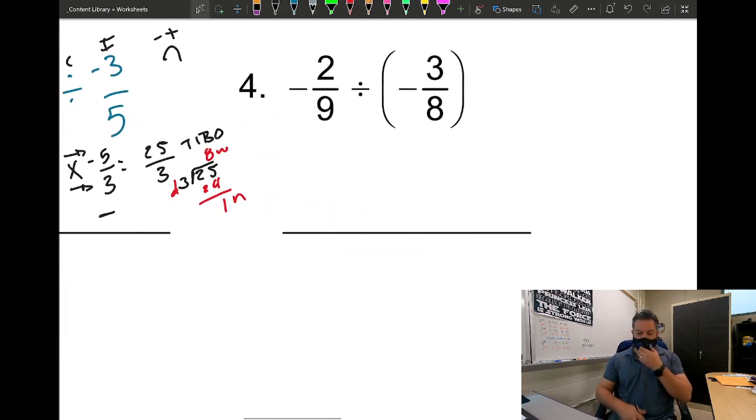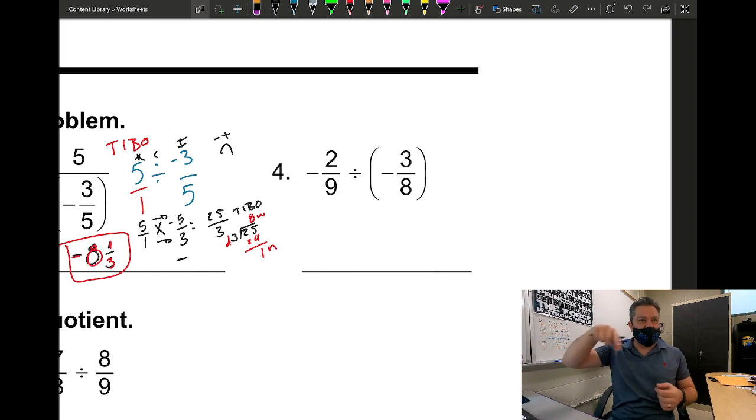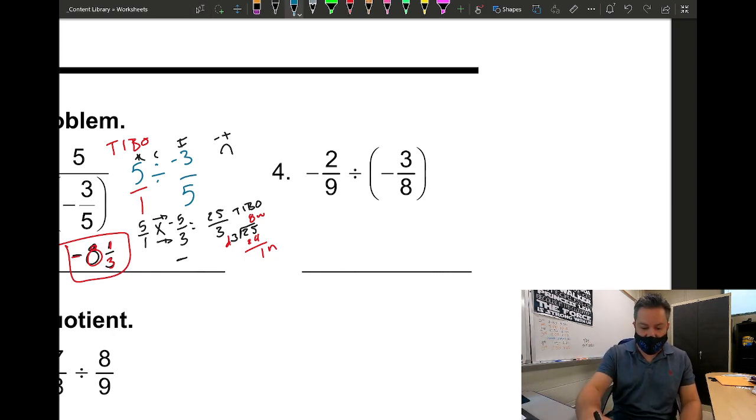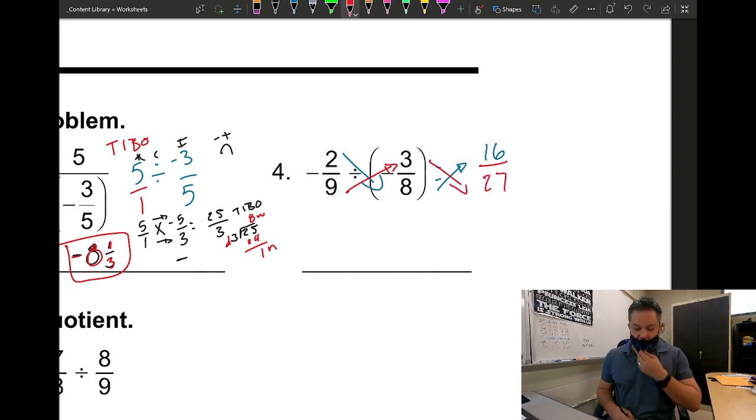Okay, next one. Instead of doing keep, change, flip, I'm just gonna do the other one just to have another sample like that. So, this times that goes up top. 2 times 8 is 16. 9 times 3 is, you know what, let's do a different color. That way I can identify. 9 times 3 is 27. Both of them are negative. What kind of happy is this one? The answer is going to be positive, right?